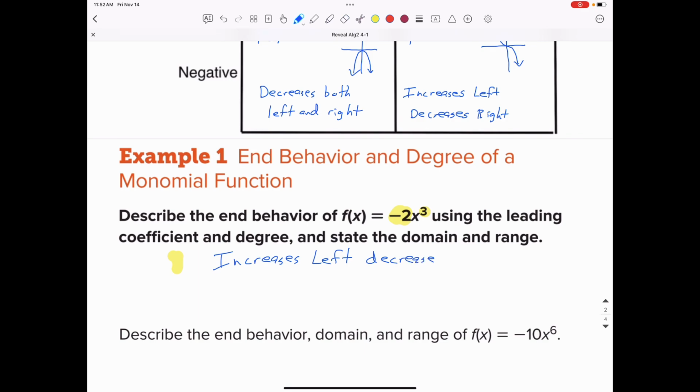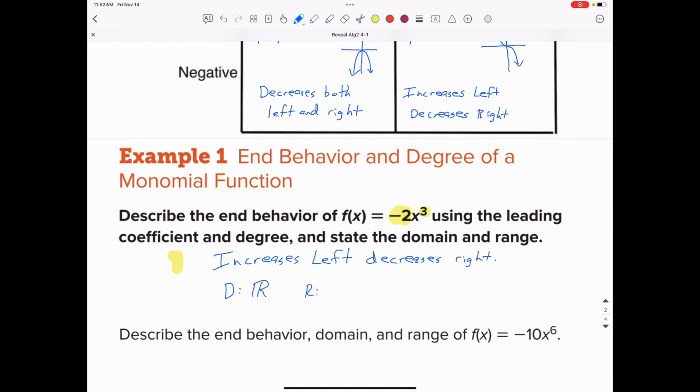And then it also says find the domain and the range. These power functions will all have the same domain. They do expand forever. There's no limit to any number you can plug in for x in the real number system. So the domain of these power functions is going to be all real numbers. The range is going to be a little bit different.